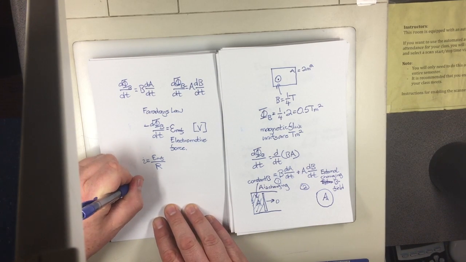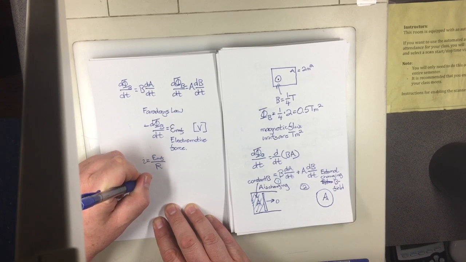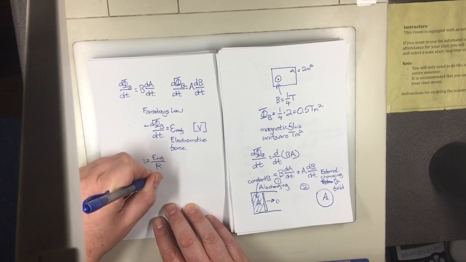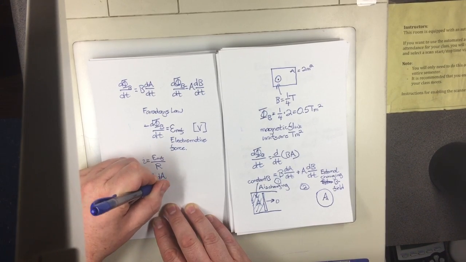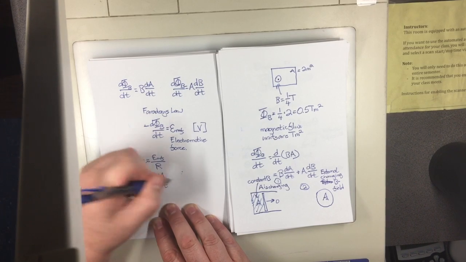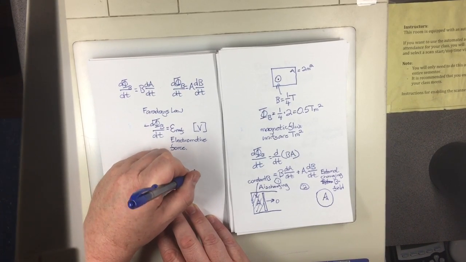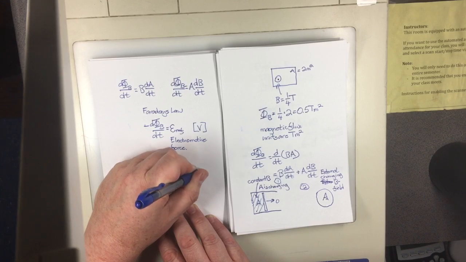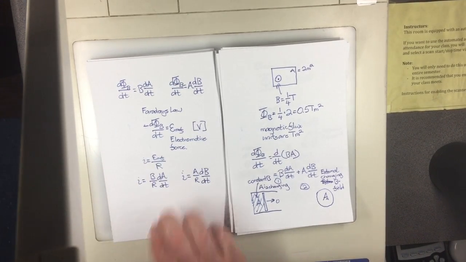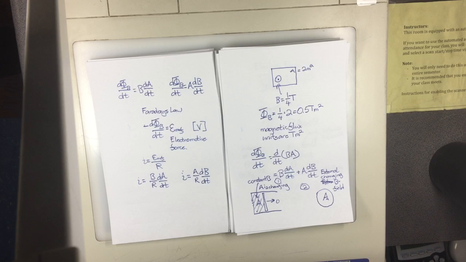So you can say that current is either B over R dA dt, or I is equal to A over R dB dt. So this is one of the stuff. Now what we're going to do is work through both types. And after this, we'll be done by 11 and a half an hour. But when I get done with this, you'll be good to go.